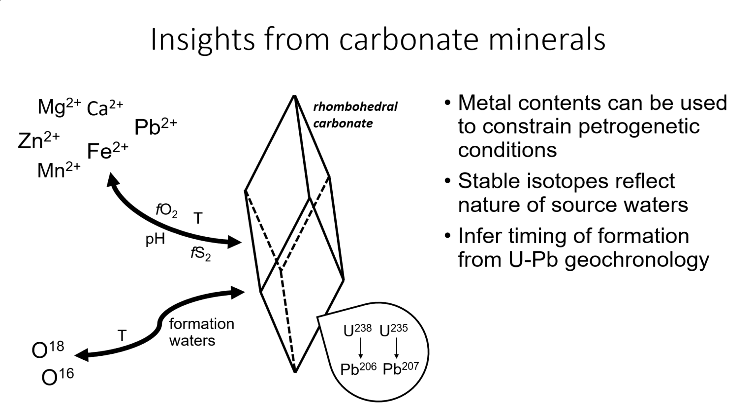So the way we actually study these things and use them to our advantage is by looking at different geochemical features within these carbonate minerals, looking at the trace elements, which again can reflect the pore water chemistry. We can look at their stable isotopes, namely the oxygen, to give us a sense of what the formation waters might have looked like. And something I've already touched on is looking at the ratios of uranium and lead to give us a sense of the absolute timing of the formation of both the carbonates and the other minerals that they are formed with.